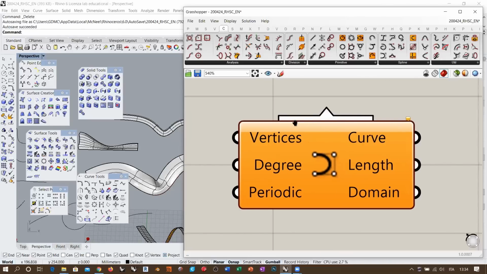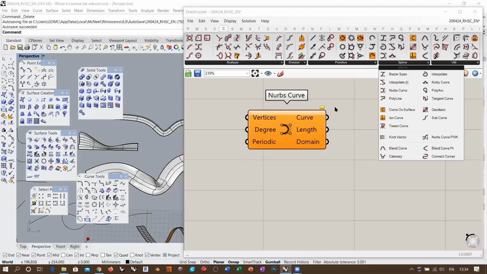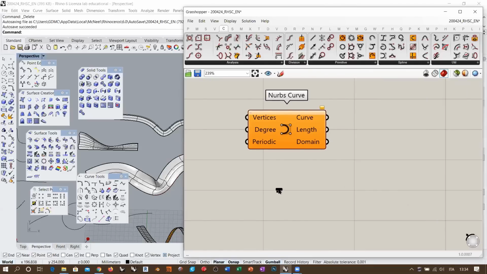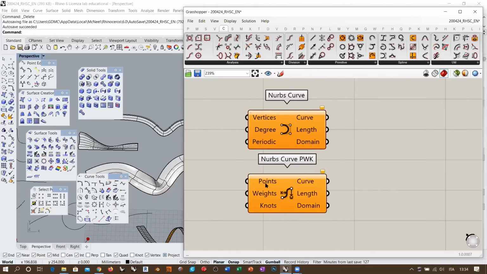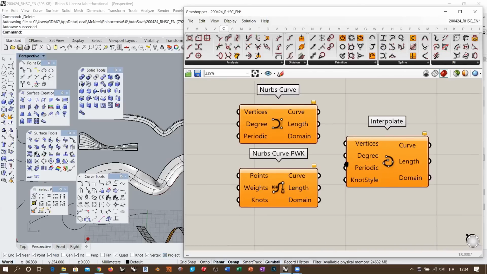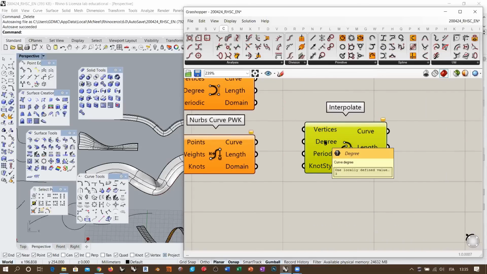If you want to work with the knot vector, there is the other NURBS curve command, which is the PW key, which asks for control points and knot vector. The degree is automatically set to 3 because this is the default degree, of course. And the interpolate one, it can only generate polylines, right? No, this generates a smooth curve. If you give degree 3, it generates a degree 3 curve. That's true.